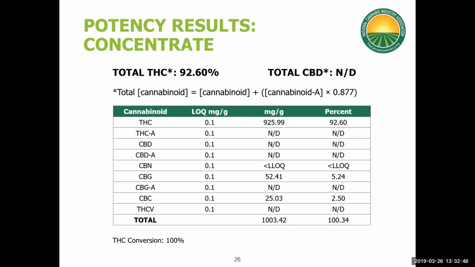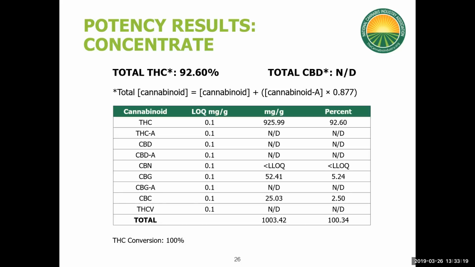Next is an example of a concentrate result. And I chose to show a distillate result where the total cannabinoid content, as you can see at the bottom right, is over 100%. And you might think, how can you get over 100%? Theoretically, you can't, but this is where measurement uncertainty comes into play. So there is a measurement uncertainty associated with each result for each cannabinoid. And then when you add all those uncertainties together, that's how you can get an over 100% result.